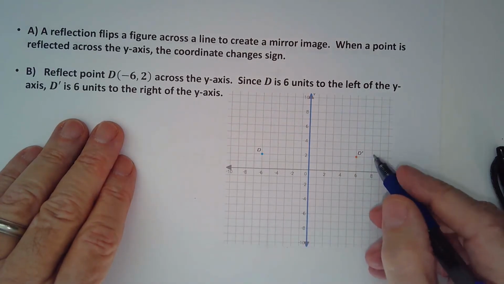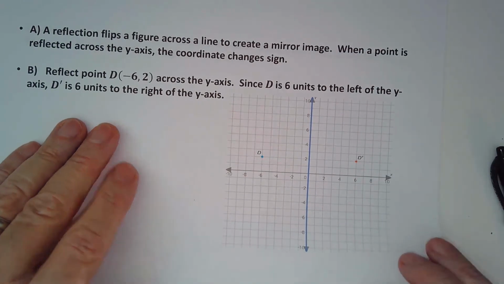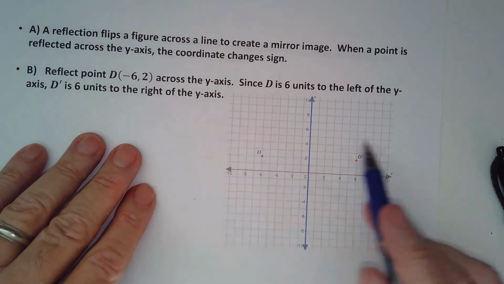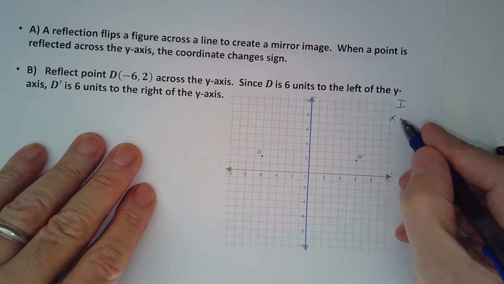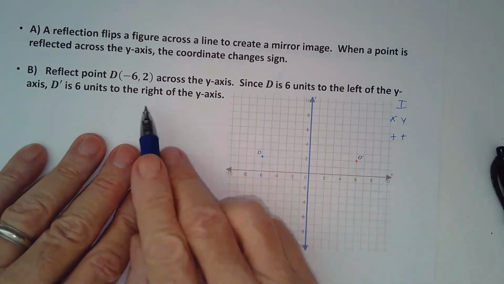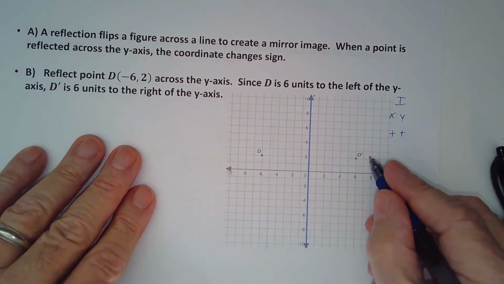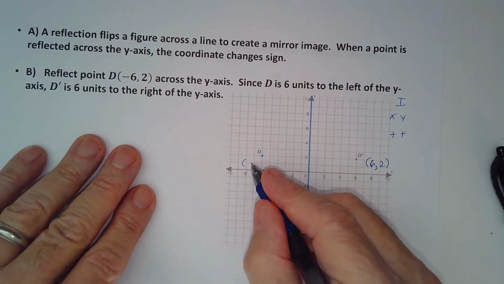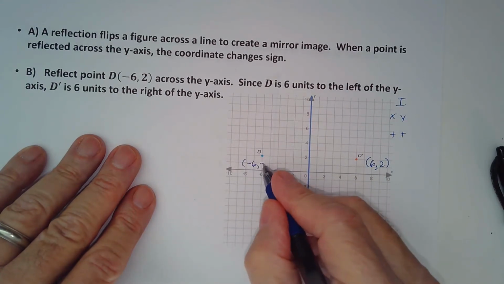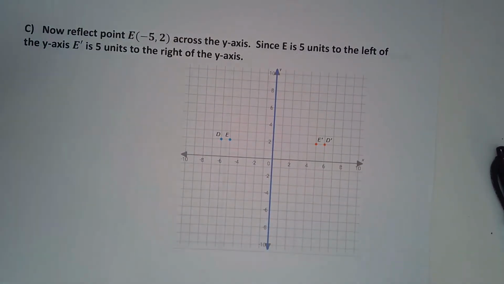Over here, what is that going to make this point? You've got to think about that. What would the coordinates be? If in quadrant 1 the x and y coordinates are positive and positive, then this x coordinate has to be positive as well. So D prime should be x is positive 6, y is 2, whereas D was x is negative 6, y is 2. Okay? All right, pretty simple. Now you're going to reflect point E.